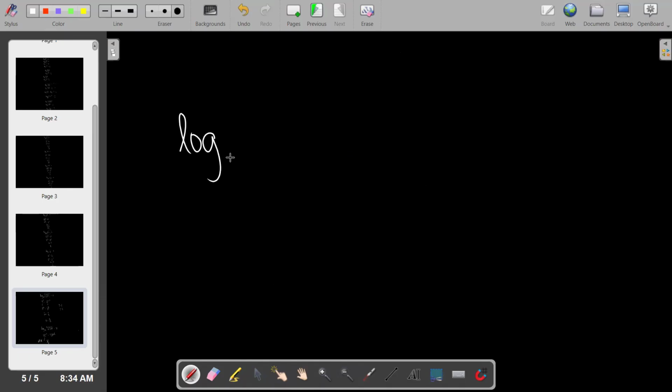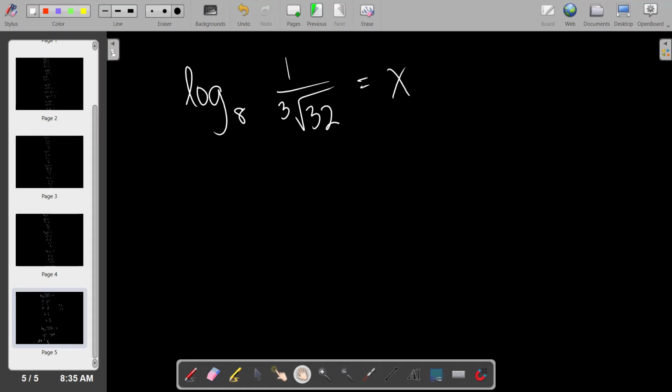Log base 8 of 1 over the cube root of 32. What do we do first? Equals x. And then hit it with the old water cycle, right? That's going to say 8 to the power of x equals 32 to what power?